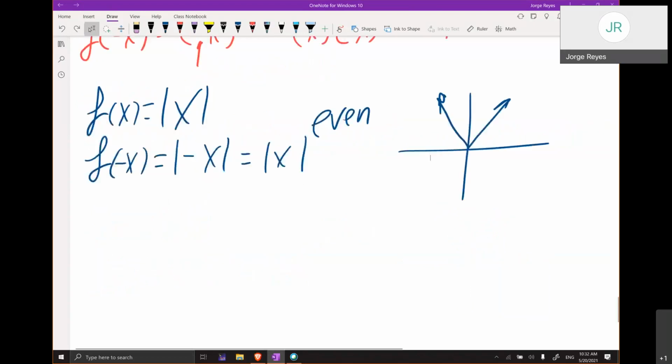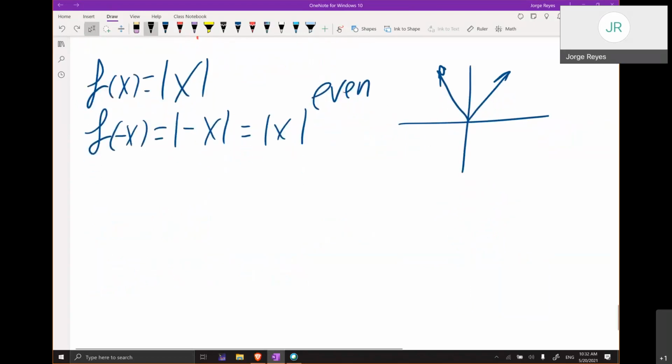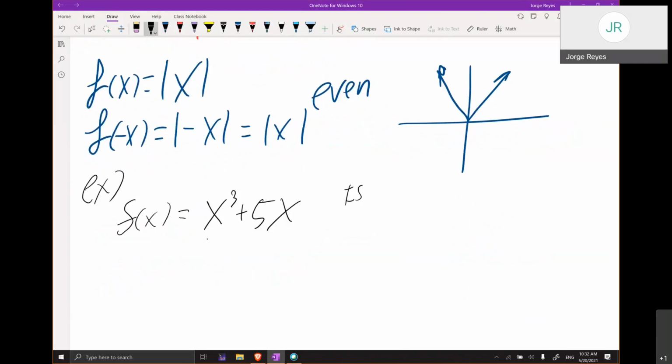So then, the kind of questions you could get on exams will not be that simple, okay? There'll be something maybe like this. What is this? Is this even? Odd? Neither? Okay? And so you'd have to check, right?